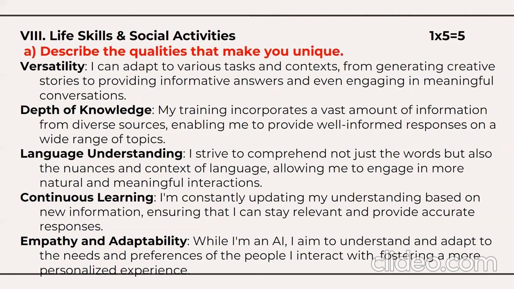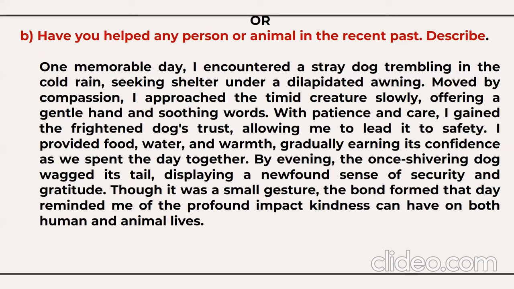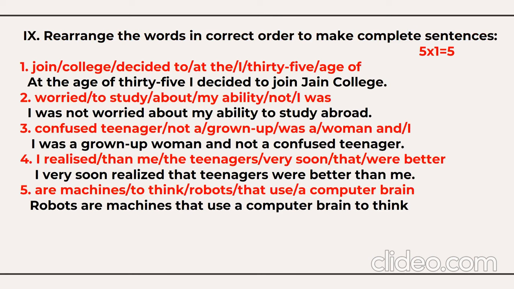So this is how, on the topic of life skills and social activities, you'll be given two topics. You need to construct a paragraph, draft a paragraph, for 5 marks. Now the last question is also a 5 marks question. You have 5 questions with very jumbled segments, and you need to write them in a meaningful order. You can pause the video and go through this answer. It's very easy. The jumbled segments will be given, and you need to write these segments in the proper order to make a meaningful sentence.